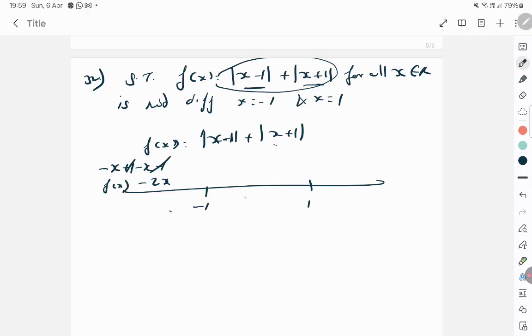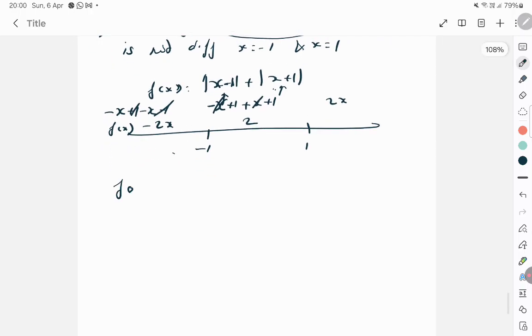Between minus 1 and 1, give an example, 0. The first term, 0 minus 1, is negative. 0 plus 1 is positive. So one is negative, the other is positive. Write the formula: minus of x minus 1, plus x plus 1. x and x get cancelled. The answer here is 2. Now greater than 1, what is the example? 2. You can give 2, positive and positive. So therefore it's 2x. Then you can redefine the function like this.